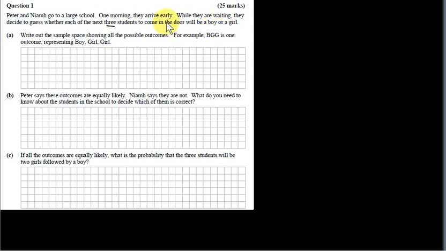Now, I'm assuming here that this door only allows one pupil at a time through it, so we don't have any confusion or vagueness as to what constitutes a student passing through this door. Only one student at a time passes through it. Write out the sample space showing all the possible outcomes. For example, BGG is one outcome, representing boy, girl, girl. So let's write that one down.